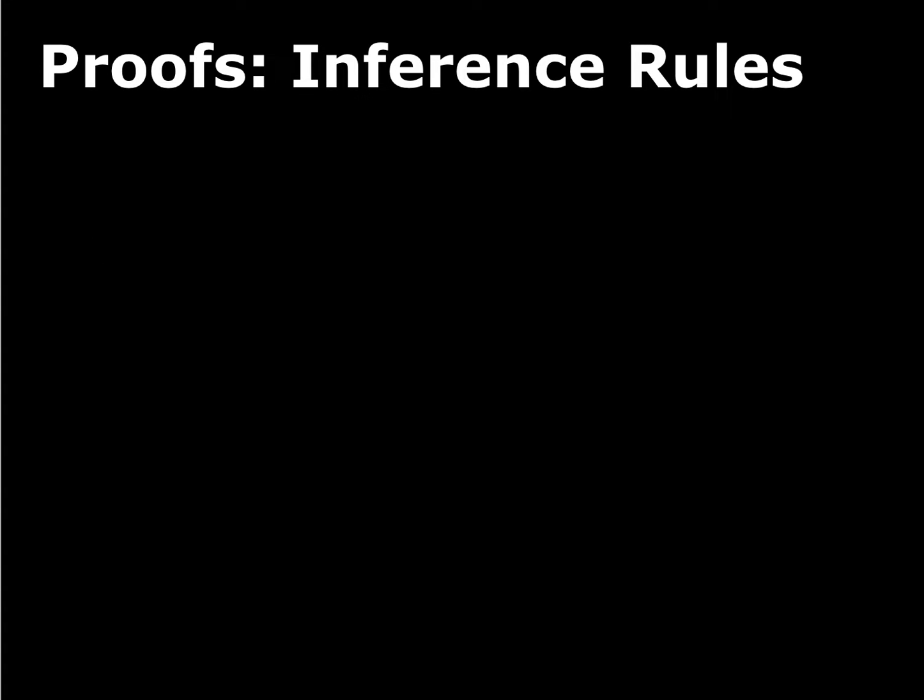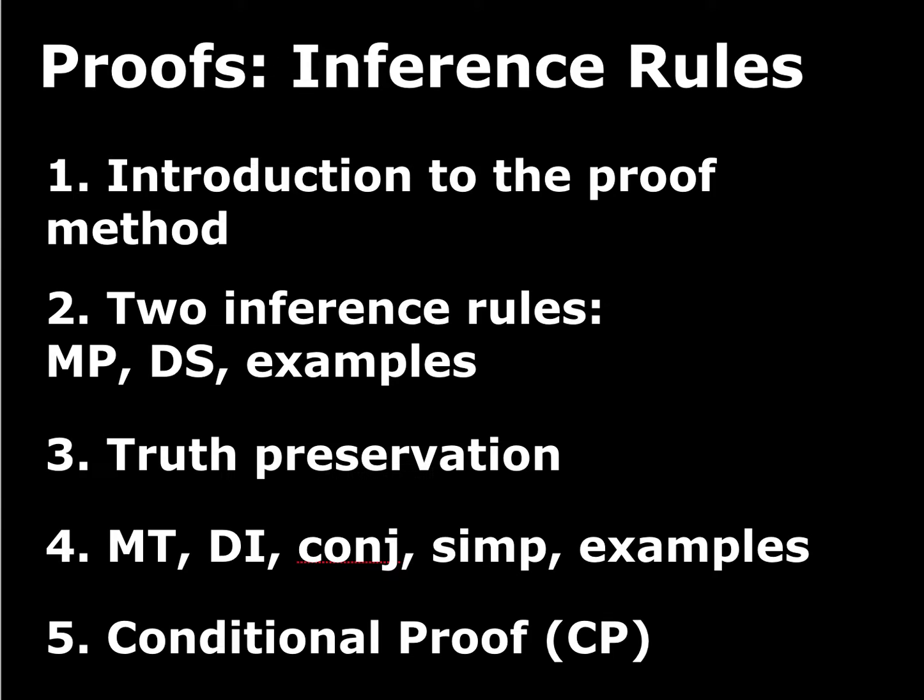Hello, this is the video that corresponds to Chapter 3, Sections 3.1 and 3.2 of the text. What we're going to do, this is actually for the entirety of Chapter 3, will be Introduction to the Proof Method and 2 inference rules. So the proof method is another way of determining or proving argument validity. We did that using truth tables in Chapter 2. Now we're going to develop a second method for verifying that an argument is valid.